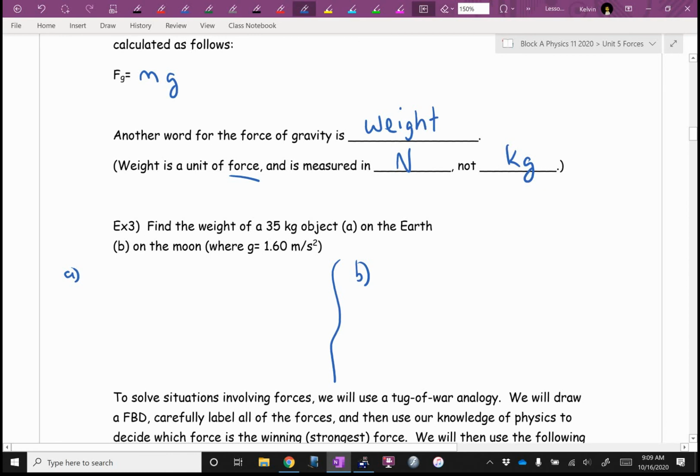Find the weight, which is another word for force of gravity. So I'm going to write this. Fg equals, and over here I'm going to write Fg equals. And to calculate the force of gravity, that's mg. But since we're on a different astronomical body, I'm going to put a little E for Earth, M for Moon.